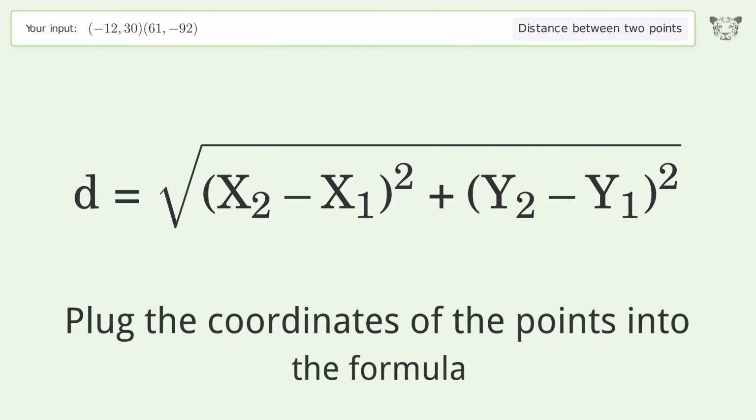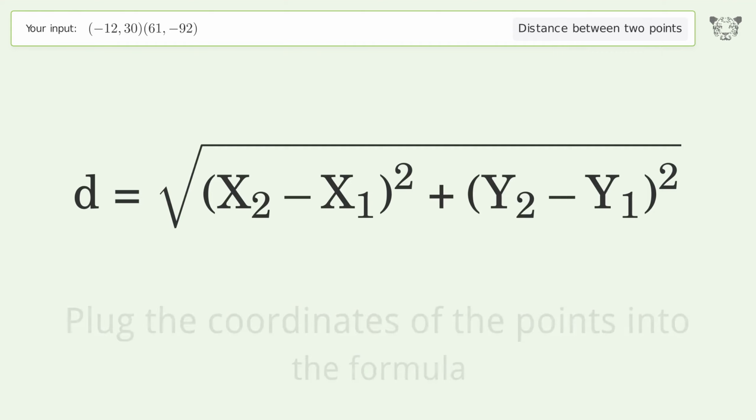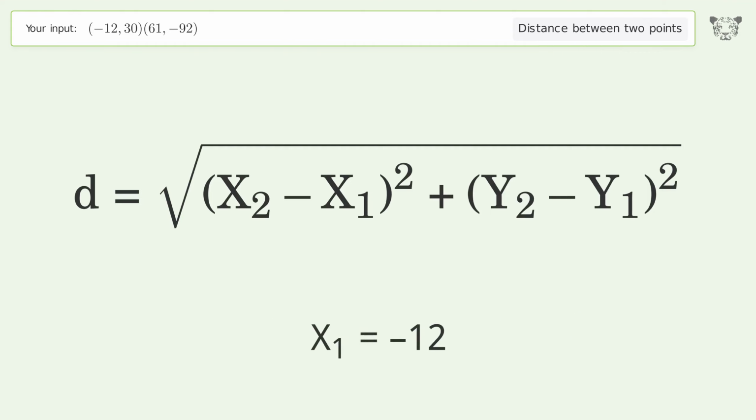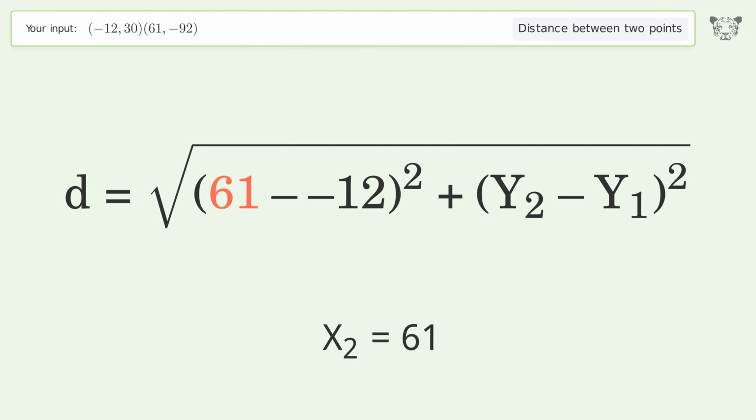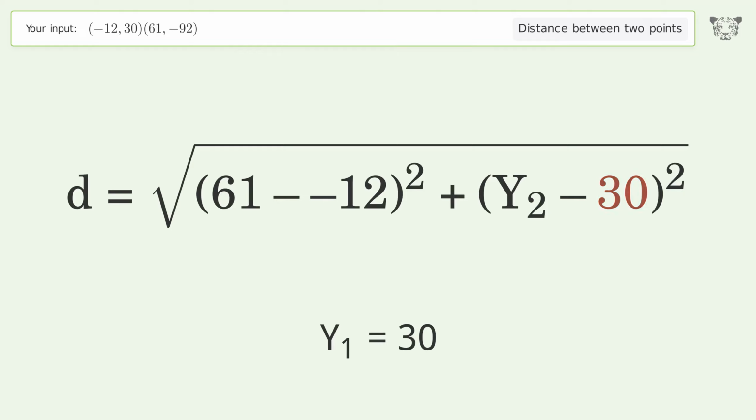Plug the coordinates of the points into the formula. x1 equals -12. x2 equals 61. y1 equals 30. y2 equals -92.